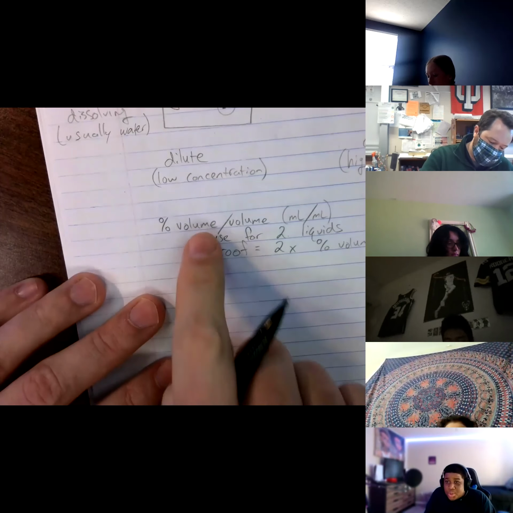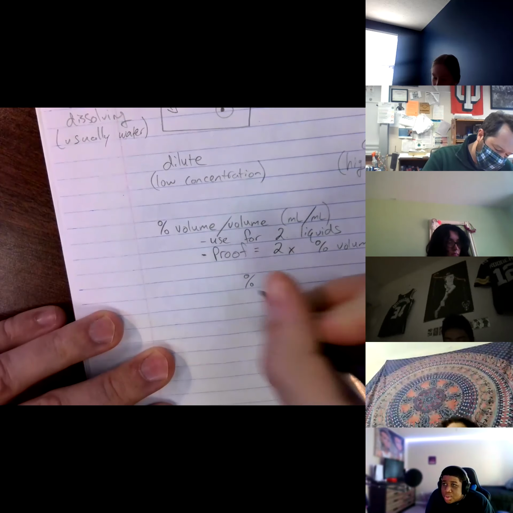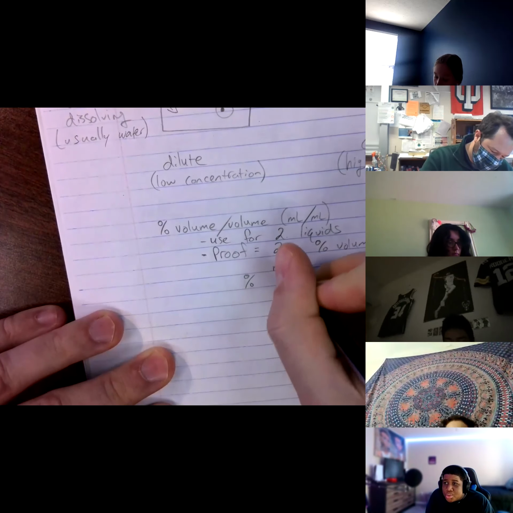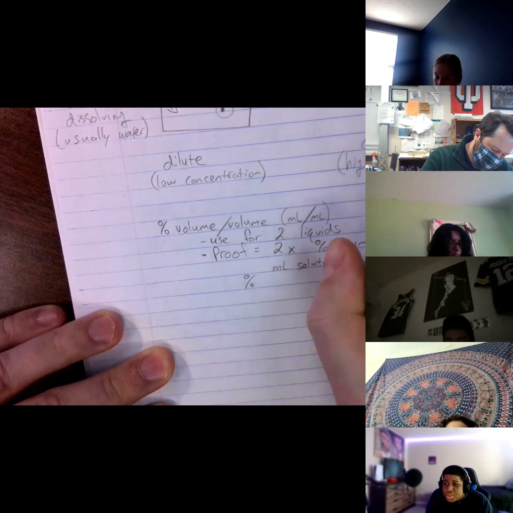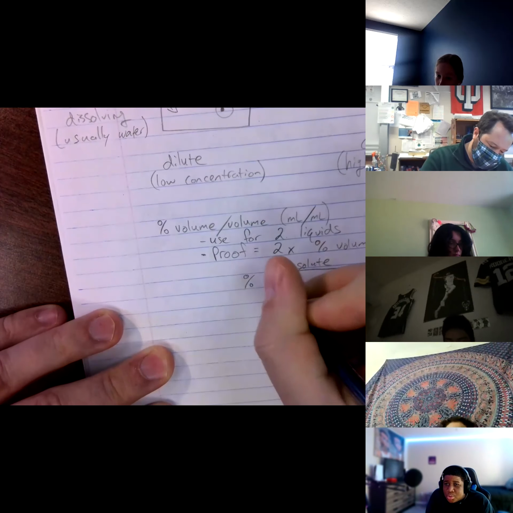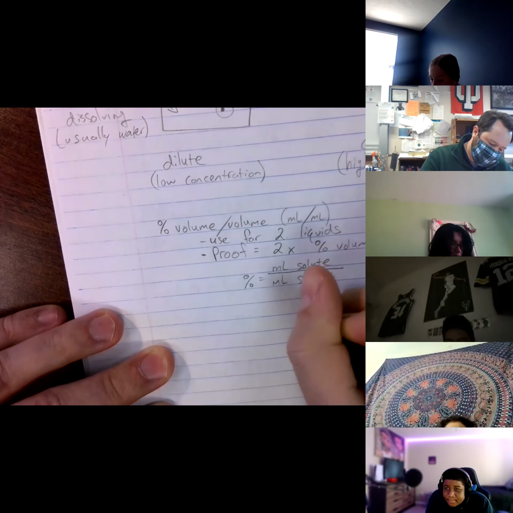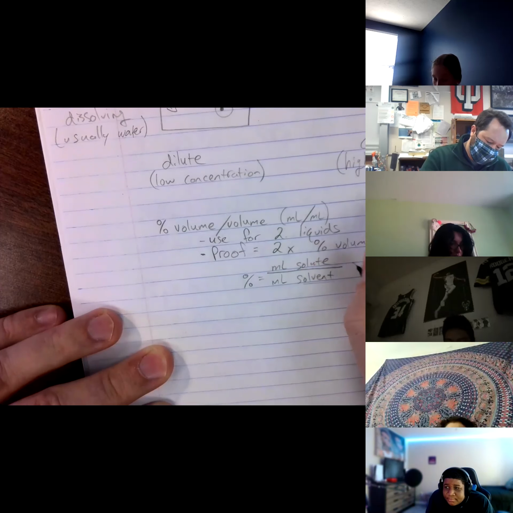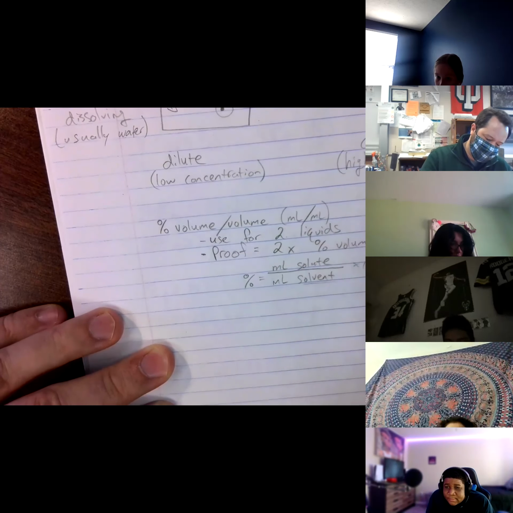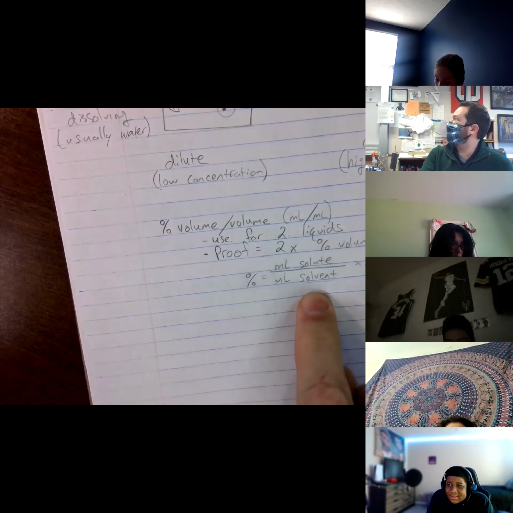To find your percent volume to volume, not a whole lot to it. You just take your milliliters of solute, and this is important, divide it by your milliliters of solvent, times that by 100%. This is important though.